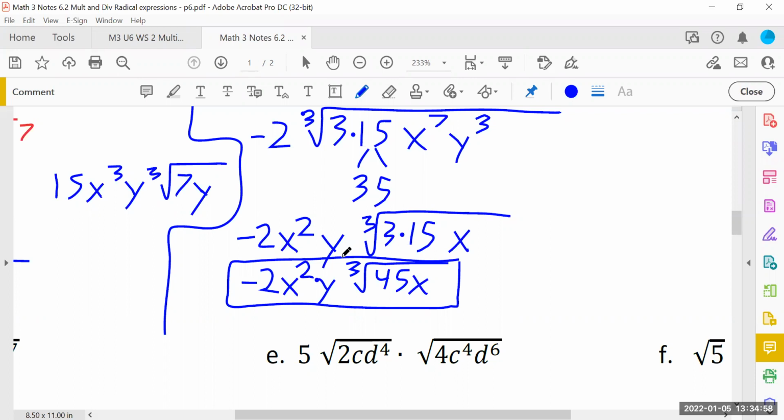All right, I want you guys to try some of the ones from the homework. Try 12 and 14 right now. 12 and 14 from the homework.